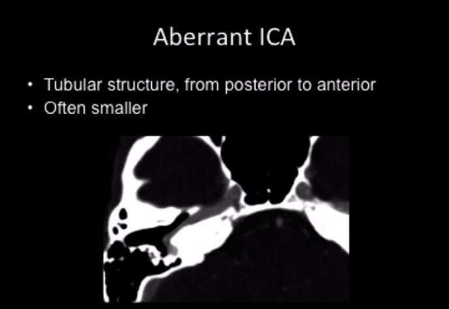So this is the one I said you shouldn't miss. If you've got a tubular structure, and I'm actually showing a CTA here, but if you have a non-contrast CT where you have a tubular structure running along from front to back, this should really make you think of an aberrant vessel. And it's often smaller than the other side.